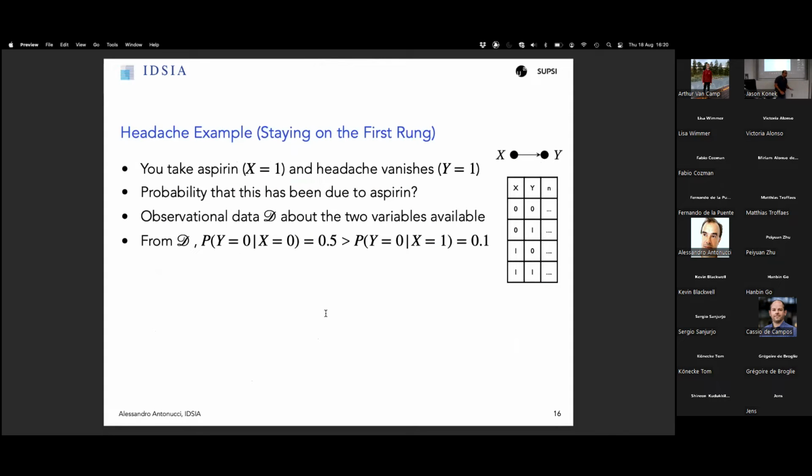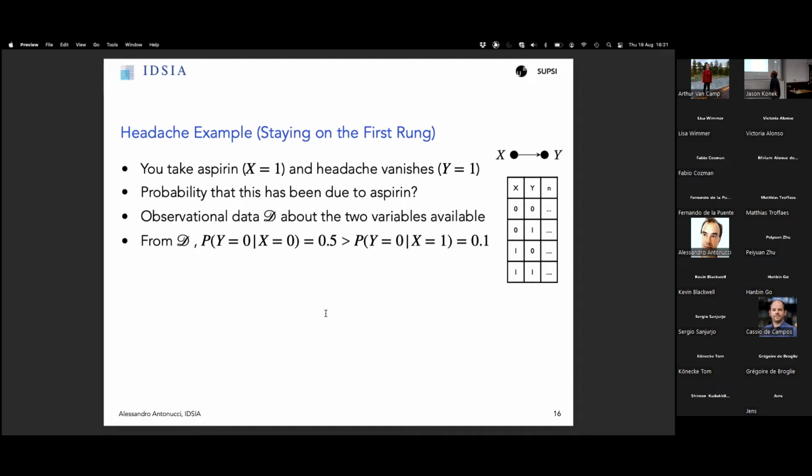But okay, let's go step by step. Remember, we have a ladder, so let's go step by step, and let's start from this tuple. We have just two variables. These variables are manifest, so they are something we can observe. The first variable is taking or not taking the aspirin, and the second variable is ADH vanishing or persisting in spite of taking or not taking the aspirin. So we have X and Y.